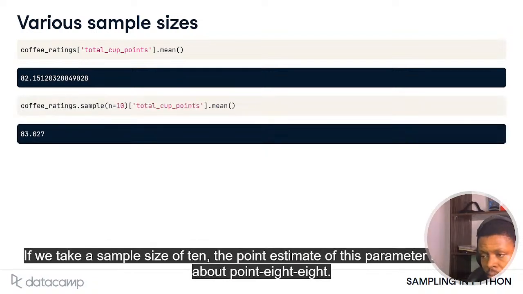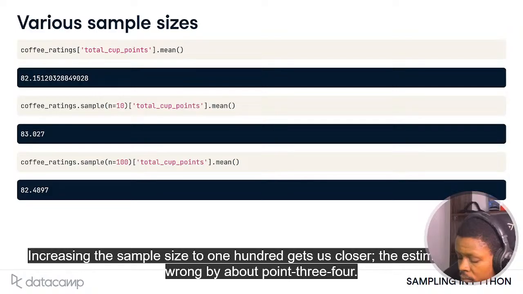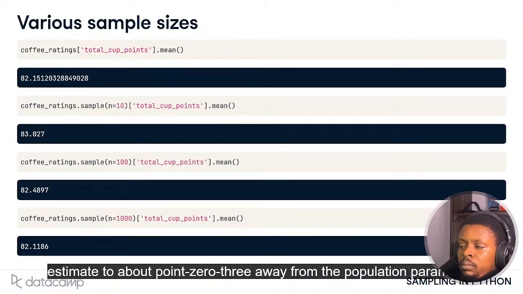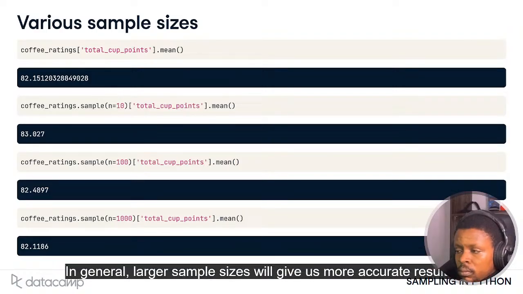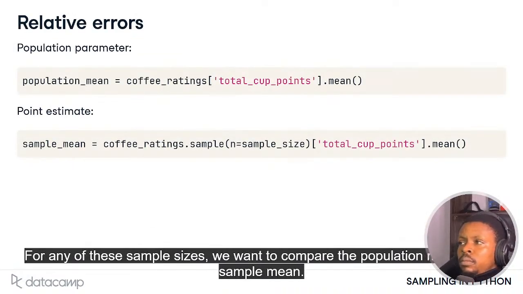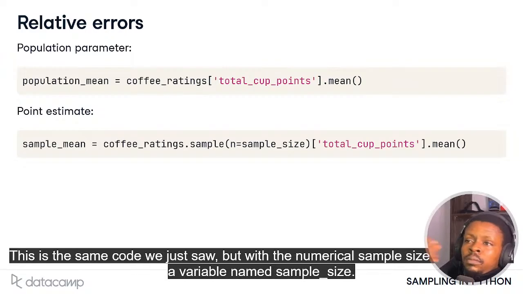If we take a sample size of 10, the point estimate of this parameter is wrong by about 0.88. Increasing the sample size to 100 gets us closer. The estimate is only wrong by about 0.34. Increasing the sample size further to 1000 brings the estimate to about 0.03 away from the population parameter. In general, larger sample sizes will give us more accurate results. For any of these sample sizes, we want to compare the population mean to the sample mean. This is the same code we just saw, but with the numerical sample size replaced with a variable named sample size.